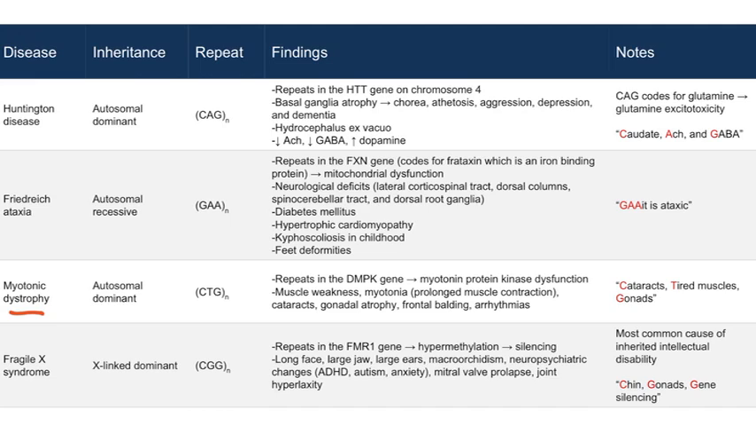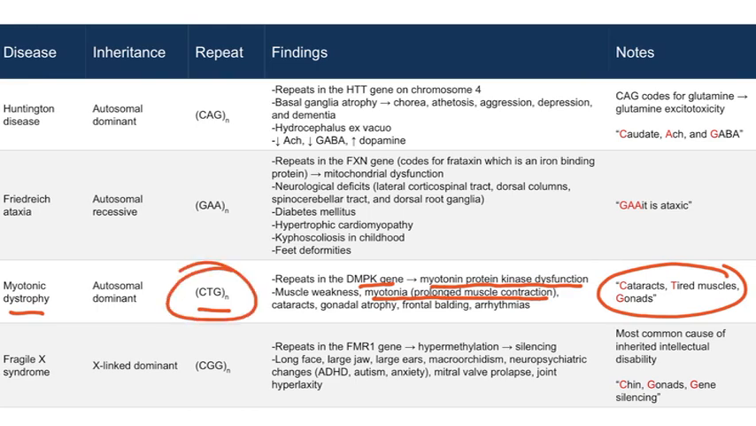Myotonic dystrophy is an autosomal dominant condition caused by CTG repeats. The repeats occur in the DMPK gene, which results in myotonin protein kinase dysfunction. Myotonic dystrophy is called myotonic because patients have prolonged muscle contractions or myotonia. Other findings include muscle weakness, cataracts, gonadal atrophy, frontal balding, and arrhythmias. The trinucleotide repeat can be remembered by recalling a few facts about the disease, so cataracts, tired muscles, and gonads. Notice that the first letter in each of these words corresponds to the trinucleotide repeat CTG.